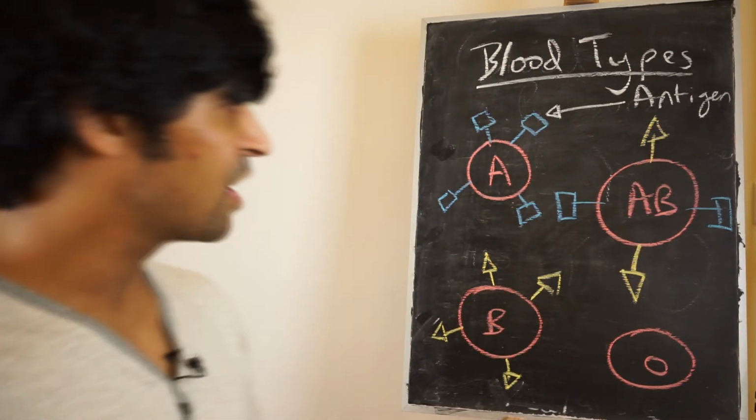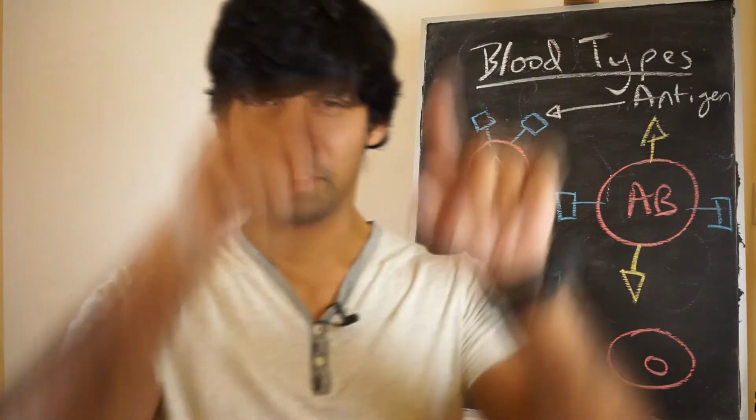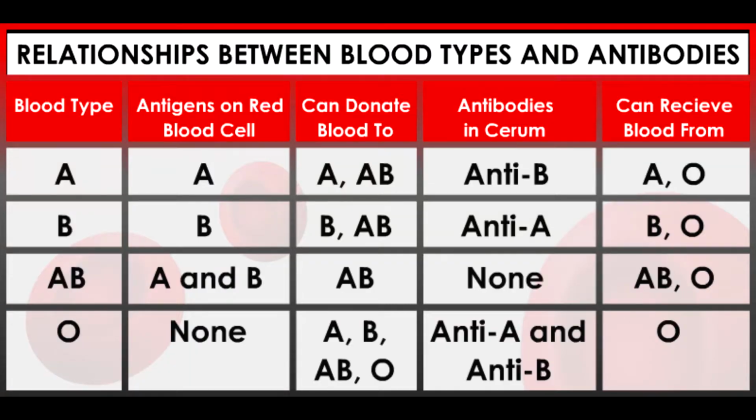Hope that makes sense. There is a thing that you have to know, a table, and it's basically the interactions of which blood type can go with what. But it's quite simple, it's quite straightforward.